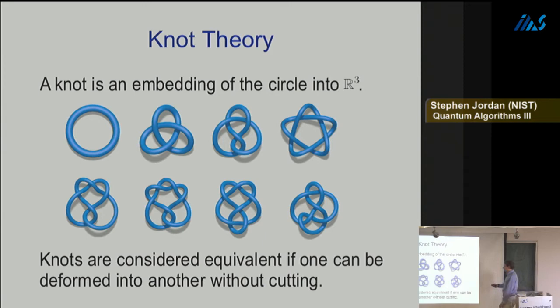And so we don't care about the details of how we draw these things. The knots are considered equivalent if you can smoothly deform one into the other without cutting and gluing or passing strands through each other. So these knots are all inequivalent to each other. And that's what they mean in knot tables.